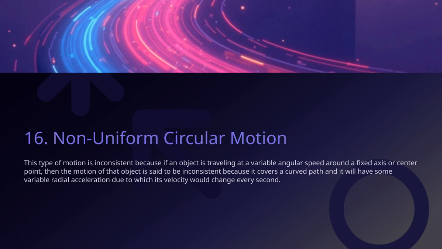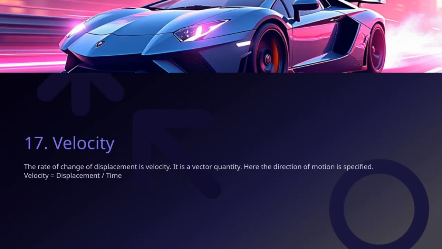The rate of change of displacement is known as velocity. Now, what's important to remember here is that velocity is a vector quantity, which means it has both magnitude and direction. When we talk about velocity, we're not just interested in how fast an object is moving, but also in the direction it's moving in. For example, if a car is moving north at a certain speed, that's its velocity.